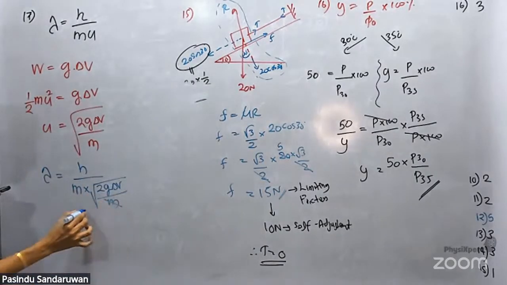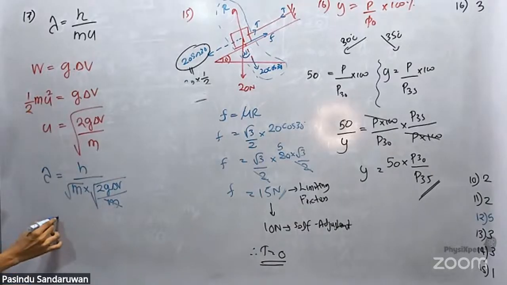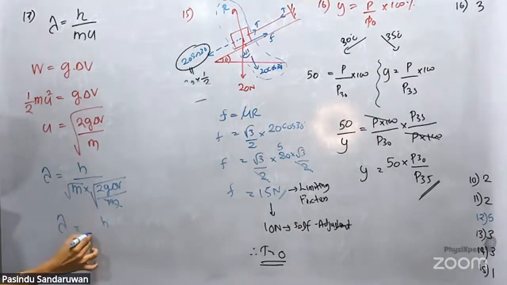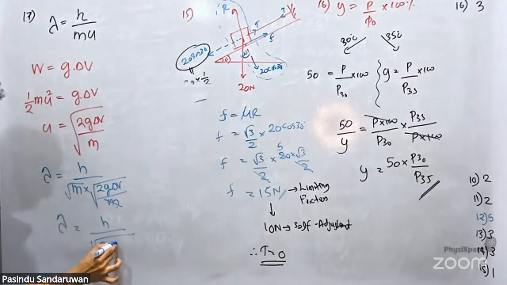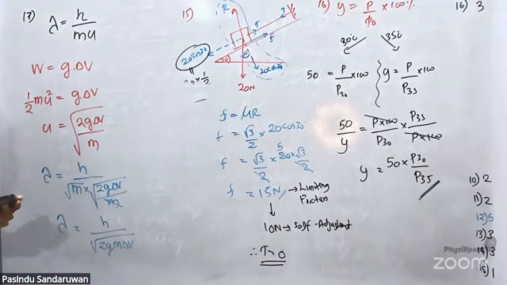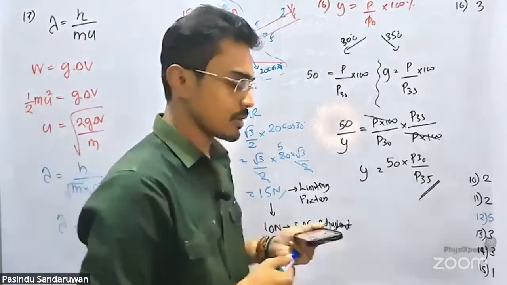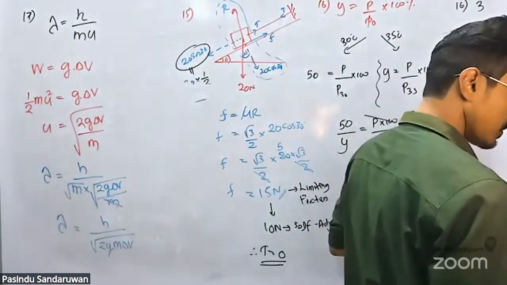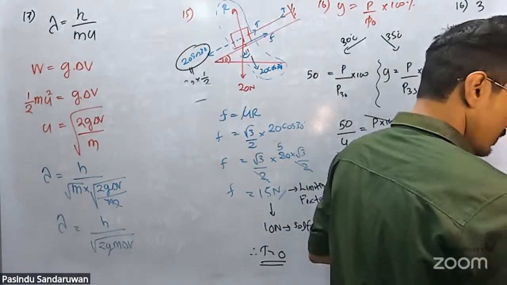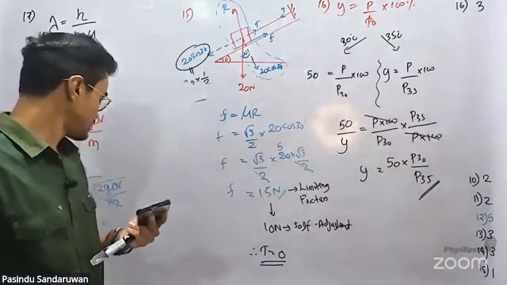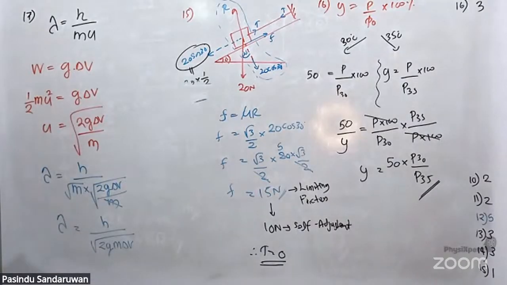Now this root term cancels this m root term, which means lambda equals h over root 2q m delta v. So likewise, first you have to create that equation. Right?